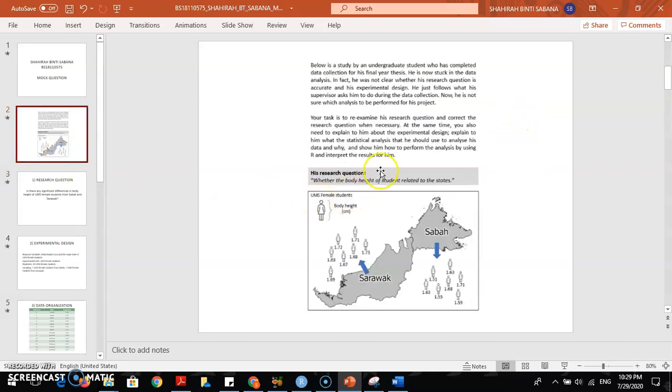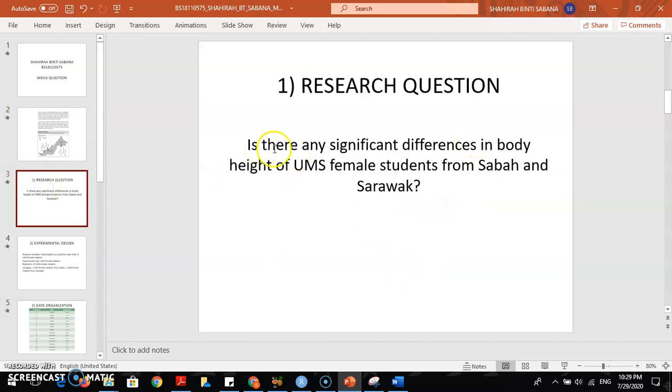I changed a little bit the research question here in the question. 1. Whether the body height of students are related to the state. So I changed it a little bit. Is there any significant difference in body height of UMS female students from Sabah and Sarawak?